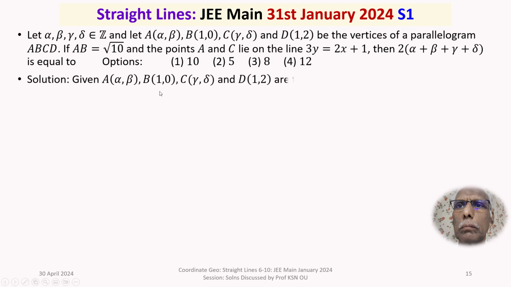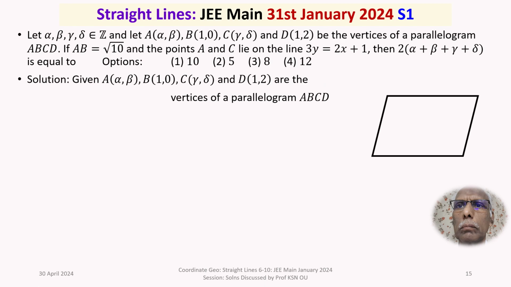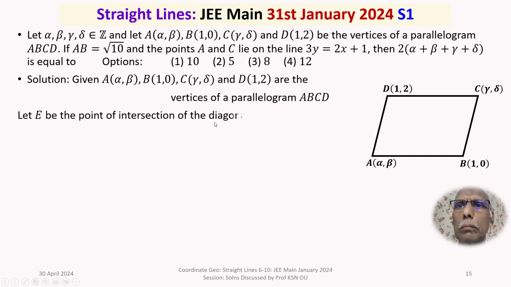Given A alpha comma beta, B 1 comma 0, C gamma comma delta, D 1 comma 2 are the vertices of the parallelogram ABCD, with its respective coordinates. Now what we do is, we join AC, which is a diagonal, and the other diagonal BD, and let them intersect at E. Let E be the point of intersection of the diagonals AC and BD.